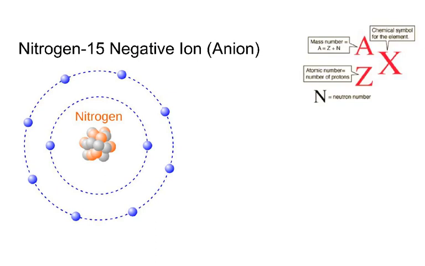In this next example, the atom is negative. It's known as an ion because it has a charge, and negative ions are known as anions. Since it's a nitrogen atom, it will always have 7 protons. And since the mass number is 15, there are 8 neutrons, because 7 plus 8 equals 15.